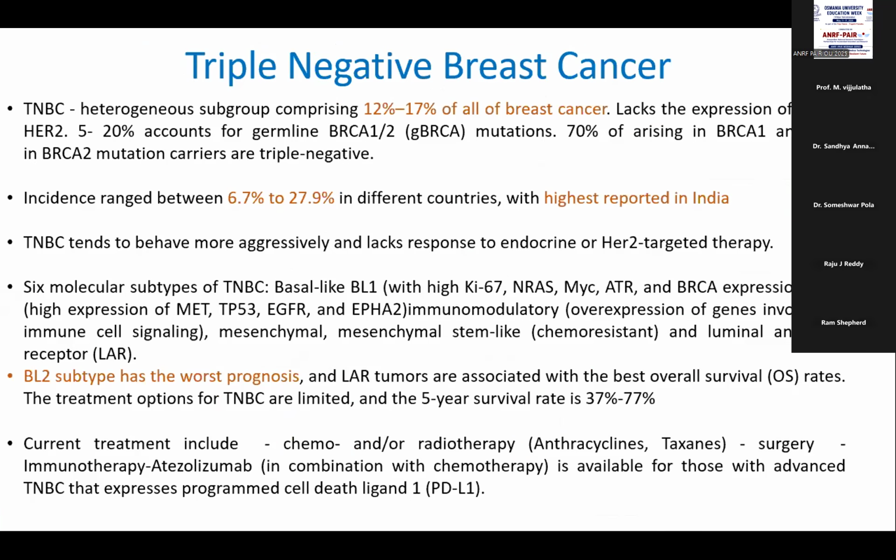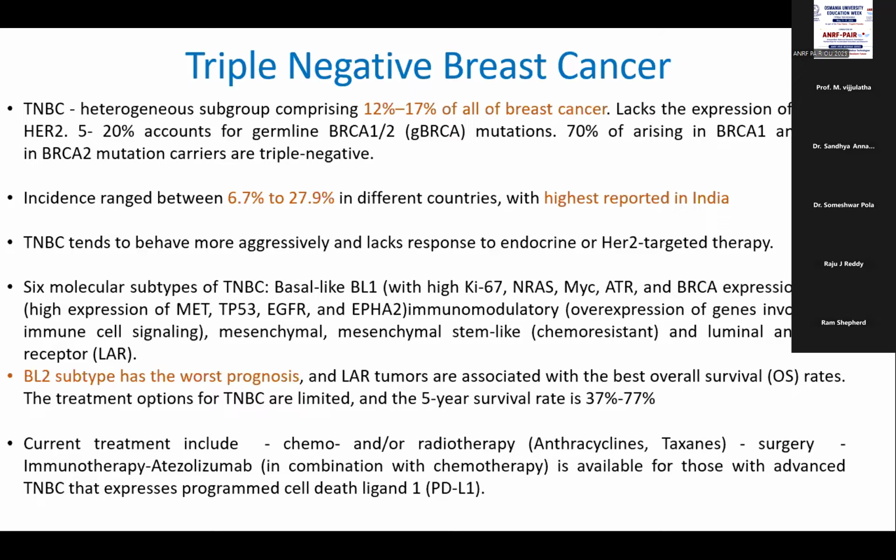And triple negative breast cancer is one heterogeneous subtype of breast cancer comprising 12 to 17% of all breast cancers. And around 5 to 20% account for germline mutations, that is BRCA1 or BRCA2. And 70% of them are arising in BRCA1 and 23% in BRCA2. And the incidence varies from country to country, from 6.7 to 27.9. And in India, it is reported very high.